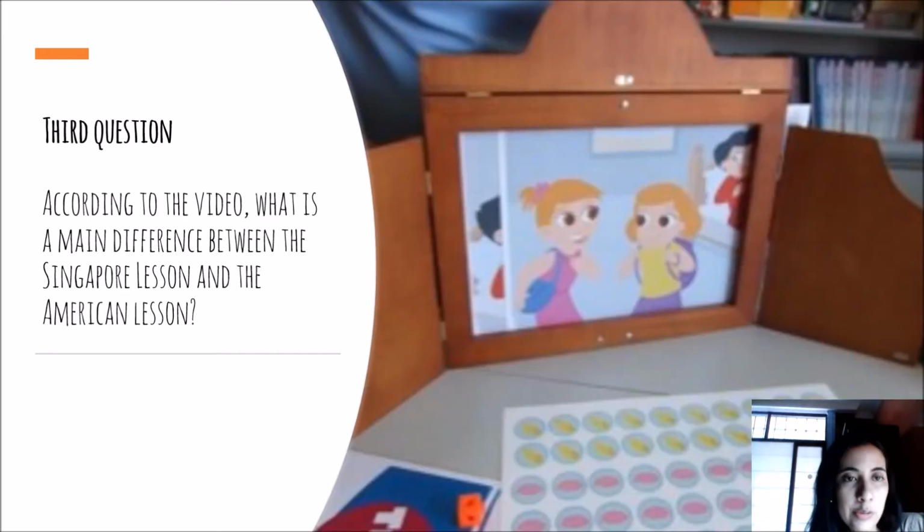The next question is, according to the video, what is the main difference between the Singapore lesson and the American lesson? According to the video, the main difference is that with the Singapore lesson, all the aspects of didactics matter, and in the classroom it has an essential role to teach in a visual way to the students. This methodology uses a great variety of tools to teach fewer themes thoroughly, while the American lesson has many topics.